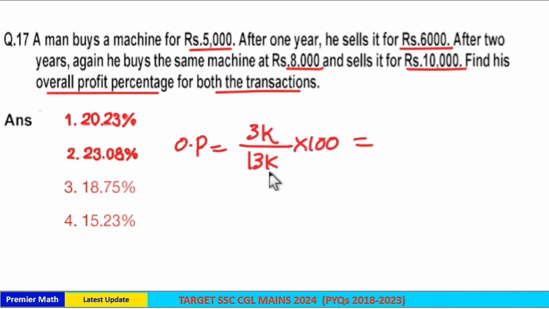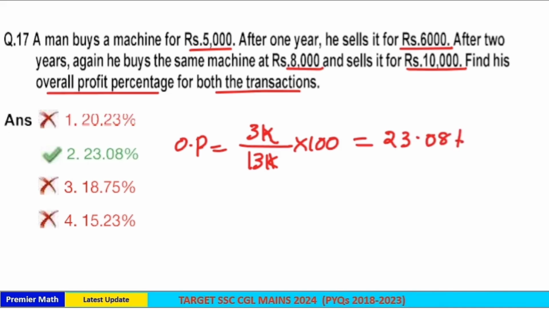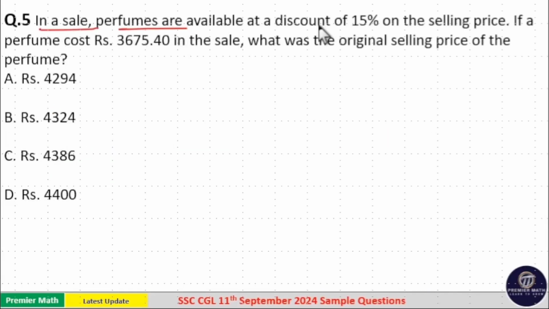Now if you convert it into percentage, 300 by 13 is equal to, 13 goes 2 times in 26, 13 goes 3 times in 39. So 23%. Option 2 is your answer. In a sale, perfumes are available at a discount of 15% on the selling price. If a perfume costs rupees 3675.50 in the sale, what was the original selling price of the perfume?